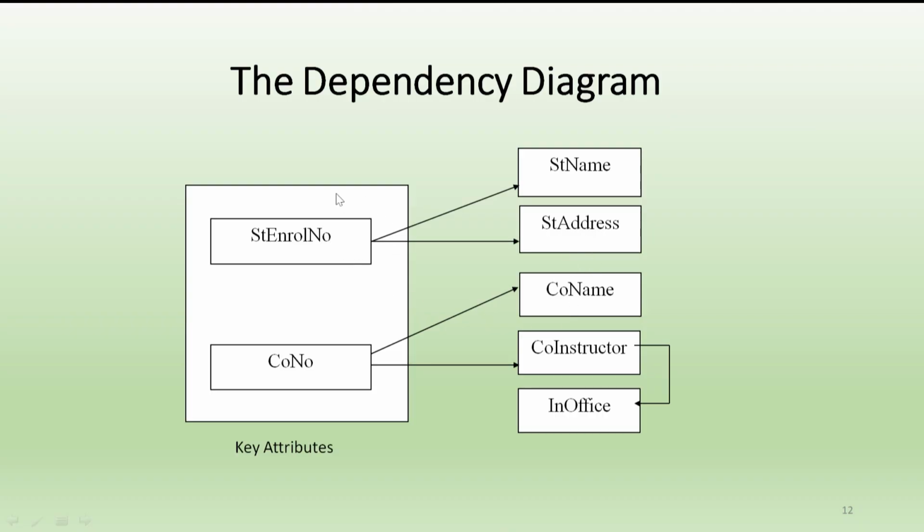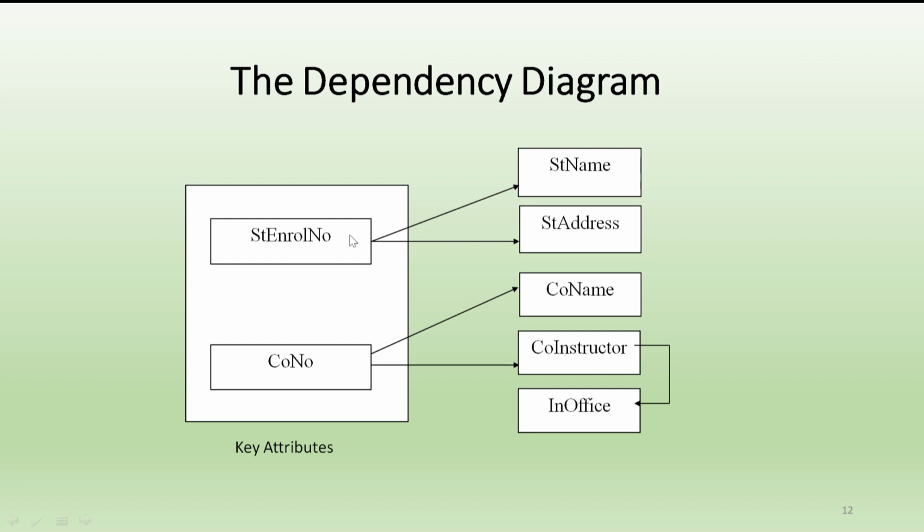What do we see? These are the primary key attributes, or the key attributes. This is just one primary key. However, these two attributes are not fully functionally dependent on the primary key. Fully functionally dependent on the primary key means that student enrollment number and course number together should determine student name and student address. But that is not the case.